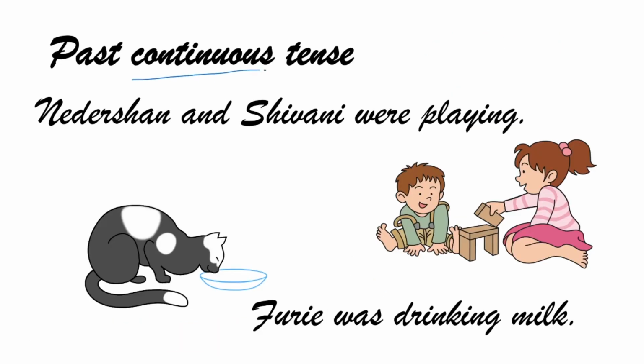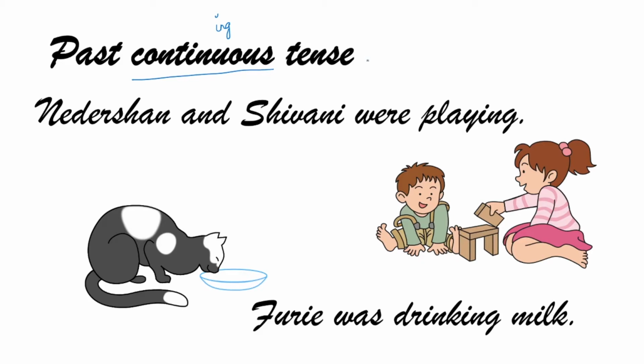Then we have past continuous tense. Past continuous tense is used to describe actions that began in the past and often continued for a short period of time after the action started. Whenever we have this word continuous, we are just going to add ing along with the verb. So, Nidarshan and Shivani were playing. They started playing and they were continuing for some time. In such cases, we use past continuous tense. Similarly, Fury was drinking milk. So was drinking here shows the past continuous tense.